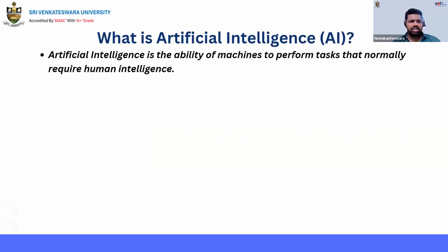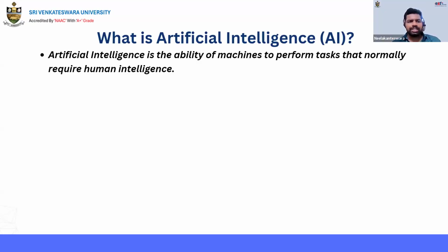That is what artificial intelligence means. Artificial intelligence is giving the machines the ability or capability to perform like humans, to act like humans, to mimic humans. That is nothing but artificial intelligence.